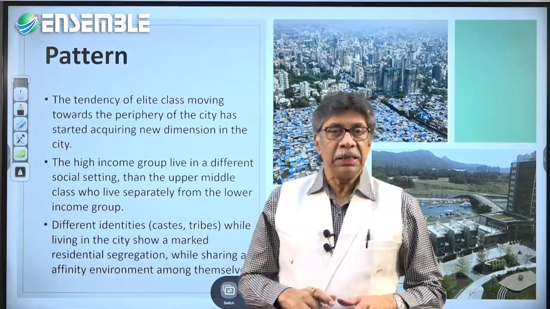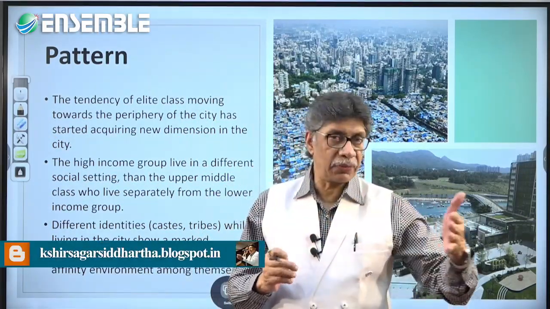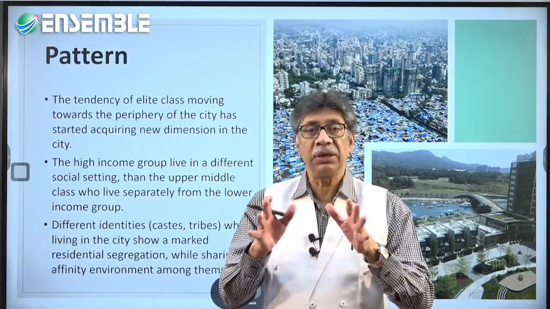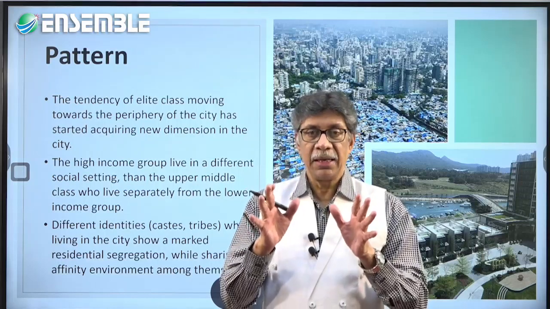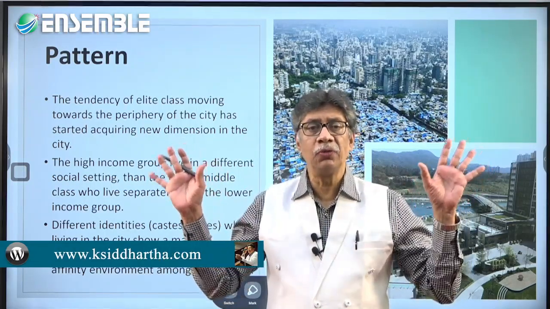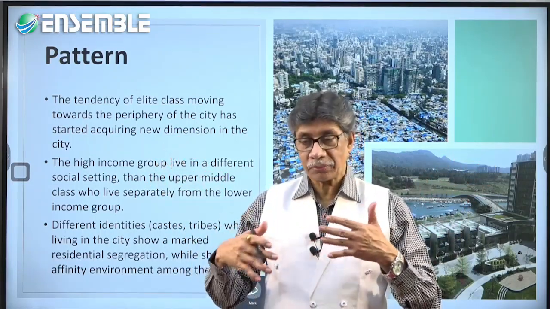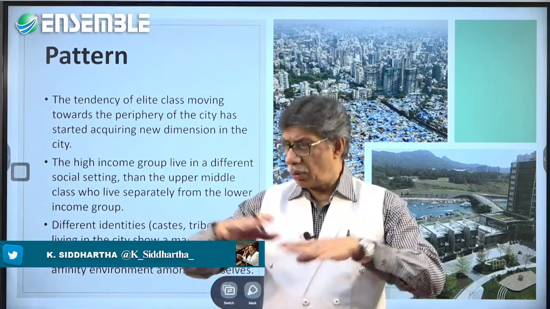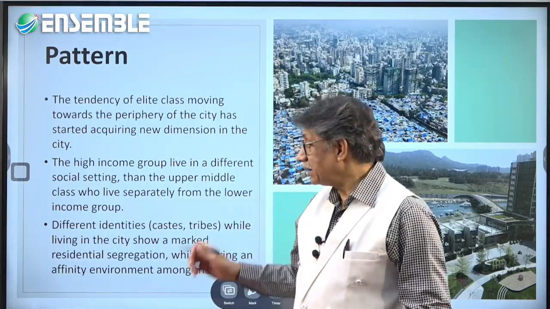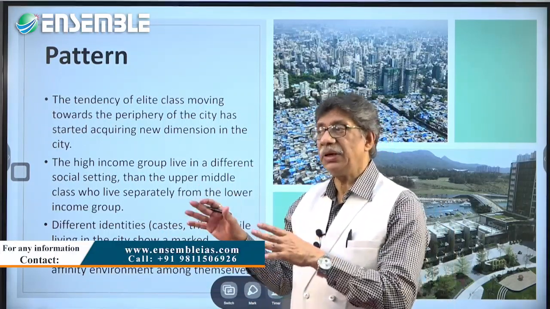For example, there is a general tendency of the elite class moving away from the city, as we have talked about. The high income group live in a different social setting. And the social setting is that they are very secluded. They will have their own farmhouses. They will have their own amenities, everything within their farmhouses itself.